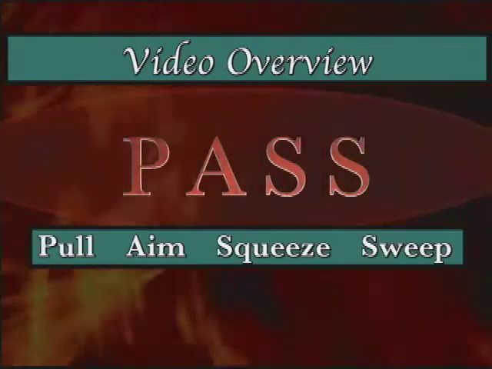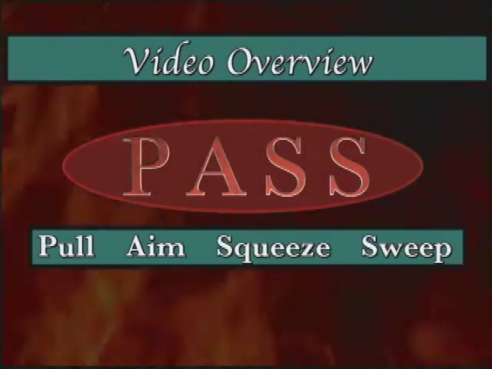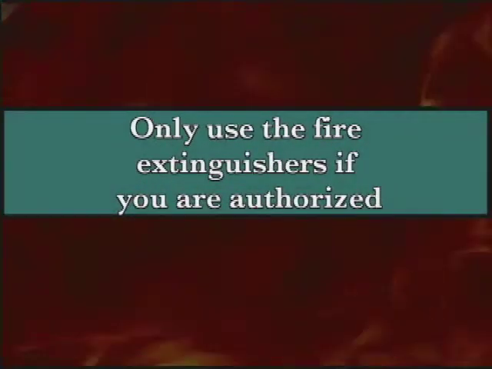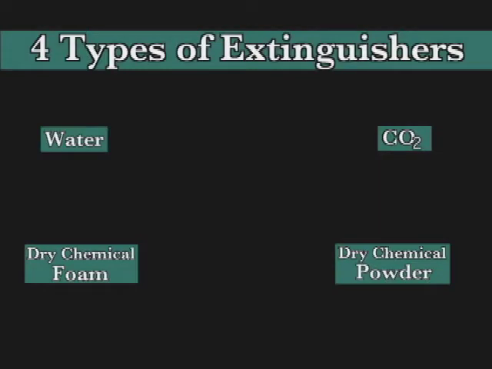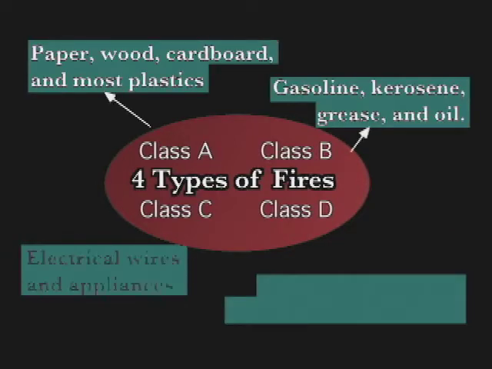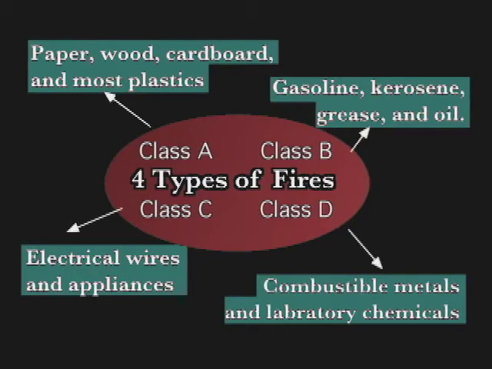This video will explain how to properly carry out the PASS procedure when you're using a fire extinguisher to put out a fire. Before we go any further, remember rule number 1. Only use fire extinguishers if you are familiar with them and have been trained in their use. There are 4 different kinds of extinguishers for 4 types of fires, and they each contain a different solution to put out the fire. It is important to know which extinguisher to use for specific types of fires.